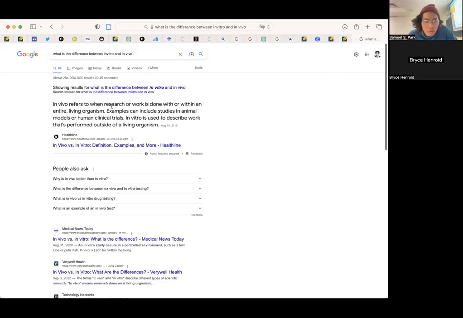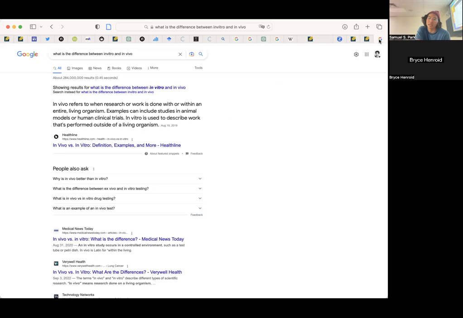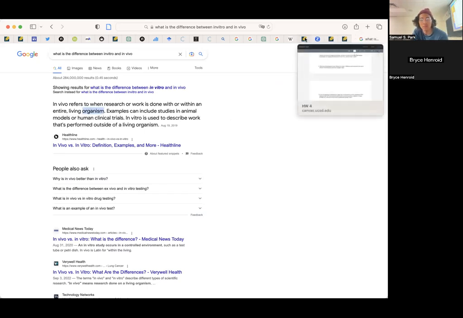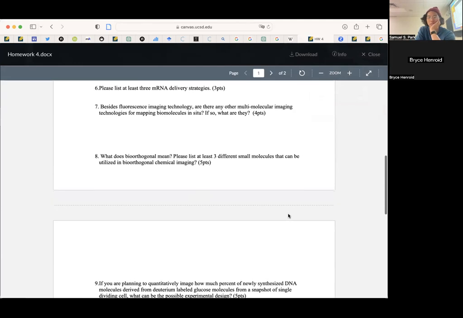Let's see what this says. In vivo is within a living organism. Oh, okay. In vitro is outside of a living organism. Yeah, but the cell is alive. I guess it's not technically in an organism. Hmm. So maybe growing cells in the petri dish is in vitro. I don't know, that's up for debate.